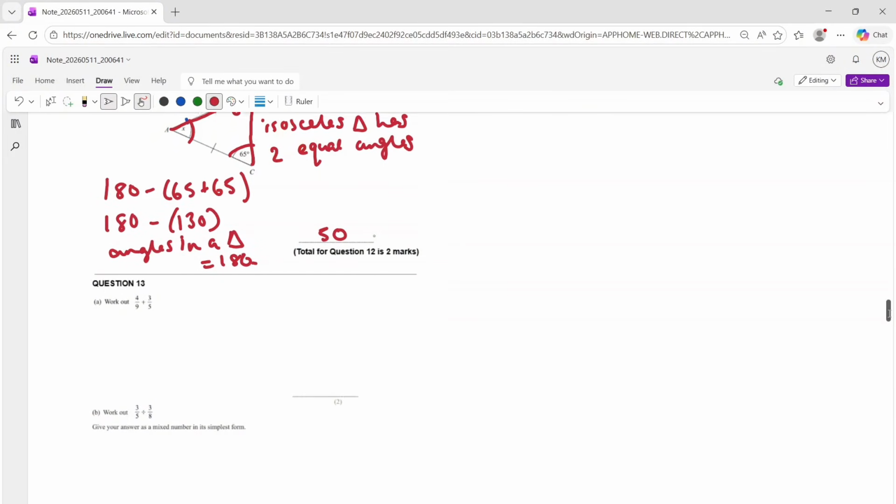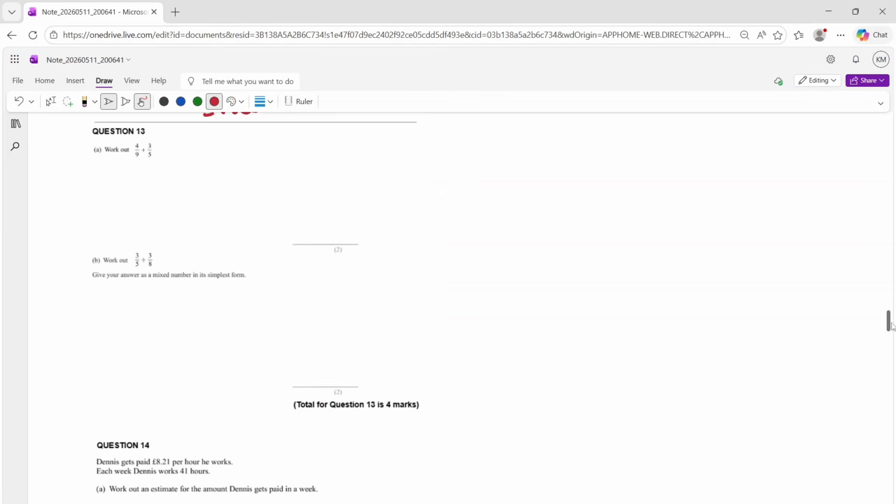Okay, question 13. I have been asked to calculate with fractions. Again, very common on a non-calculator paper. More likely to be on there than calculators, because when you have a calculator, you can just pop it in and work out the answer. So it's not really testing your knowledge and understanding of fractions. So I'm going to write it out a bit bigger so we can see what we're doing.